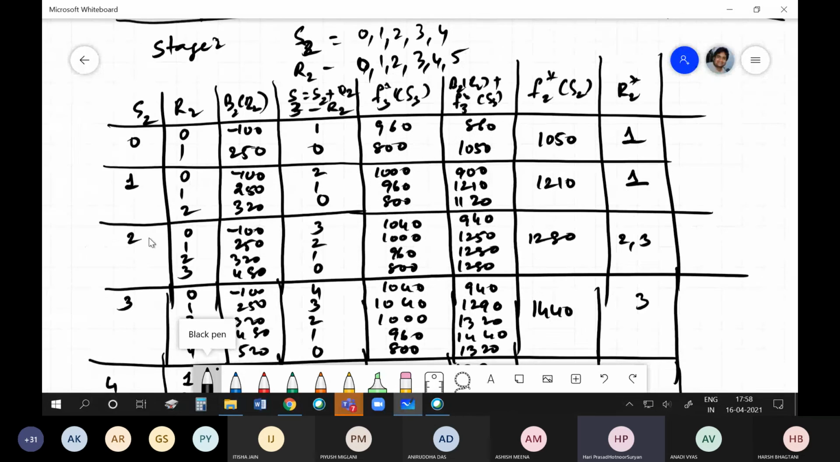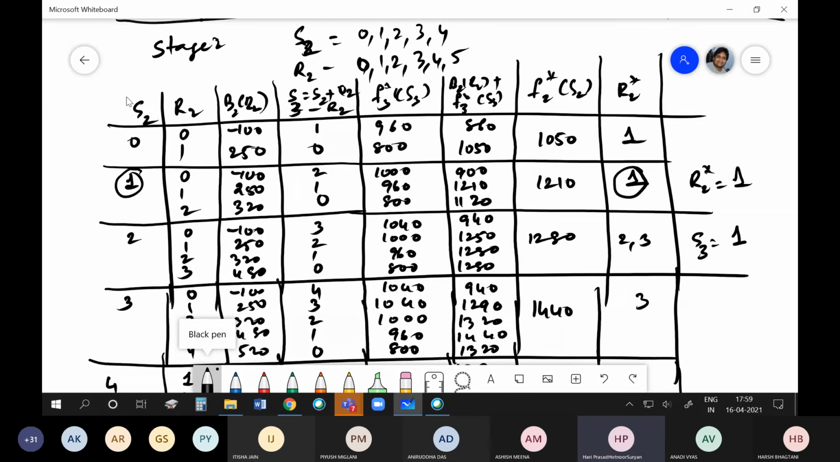Now I have to see only this. S2 is equal to 1. So the possible value I can get is 1. Corresponding to S2 being 1, I get R2 star as 1. That means in the second season also you release 1. So what will be S3 now? S3 will be 1.